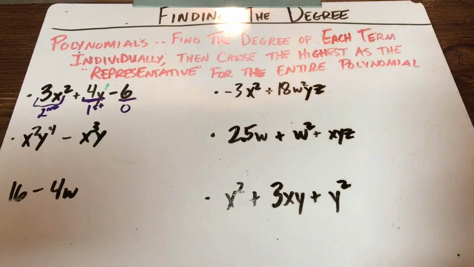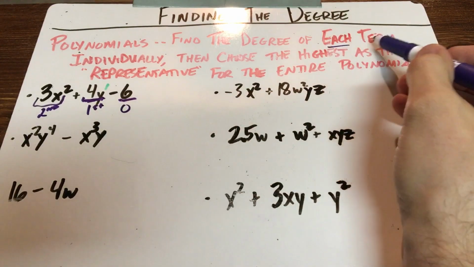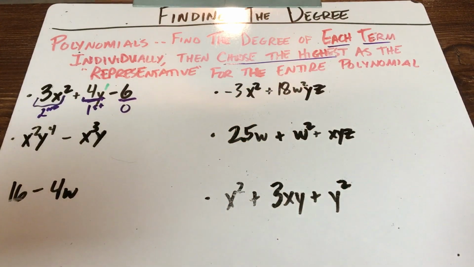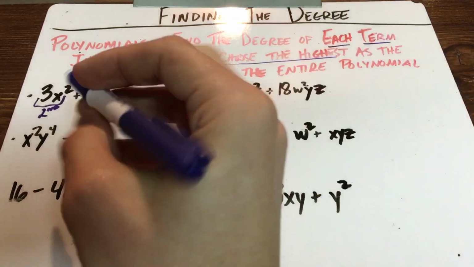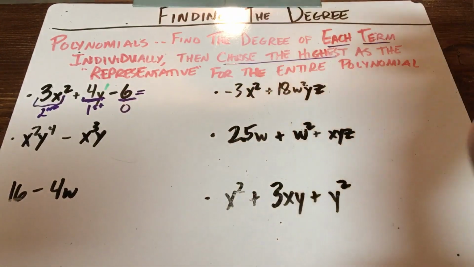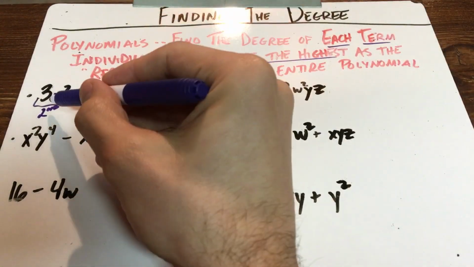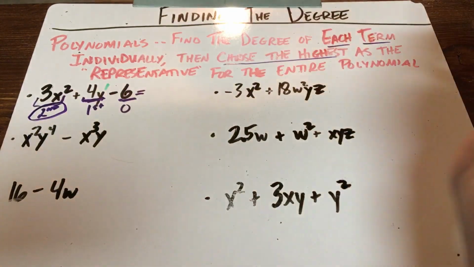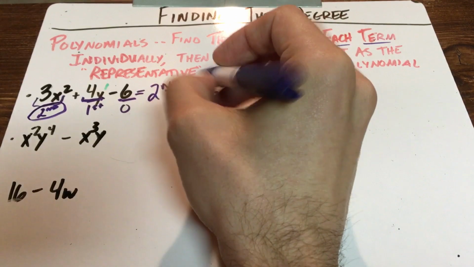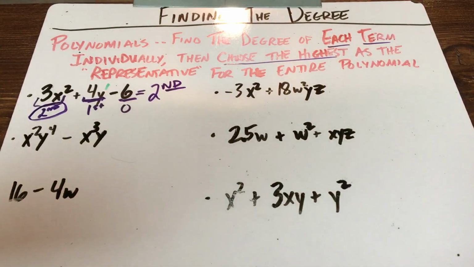I don't add them all up. Look what I do. I find the degree of each term, and then I choose the highest one to represent it. Just like the person who has the highest amount of votes gets to be your student council representative, the term that has the highest degree gets to represent this entire polynomial, this entire statement. And so my highest degree was right here. It was the number 2, and so I would call this a second degree trinomial.